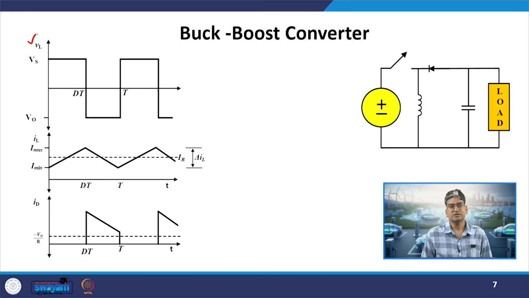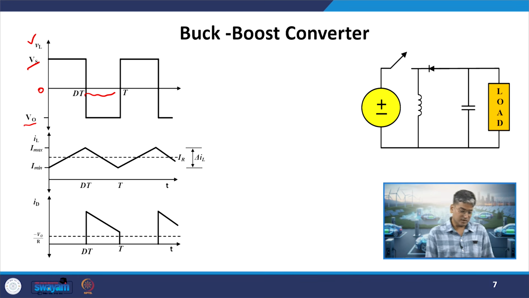Then the graphs. First, the voltage across the inductor. When my switch was in the closed state, the inductor was entirely connected across the source, so it will experience a voltage equal to the source voltage for the time 0 to dT. And when the switch is in the off condition, or when the pulse is removed, the inductor will experience a voltage equal to the output voltage in the negative direction.